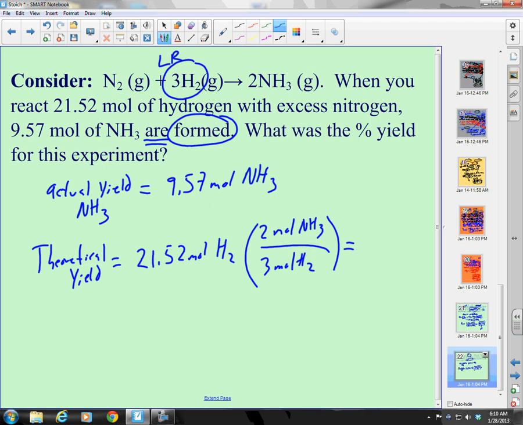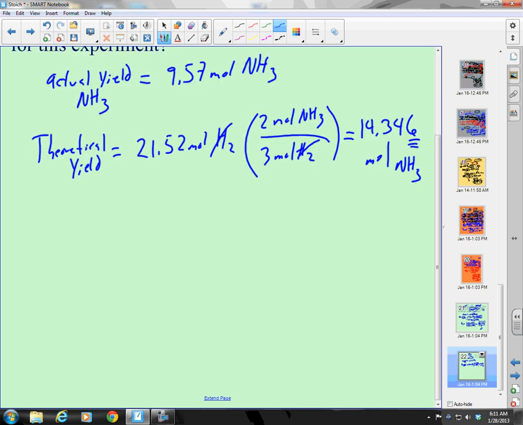21.52 divided by 3 times 2, and I get 14.346 moles of ammonia. Good. Percentage yield.